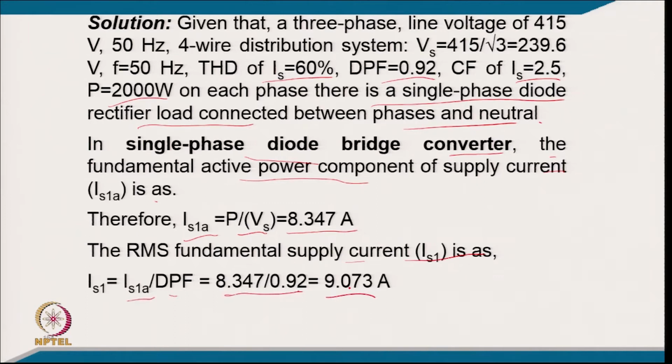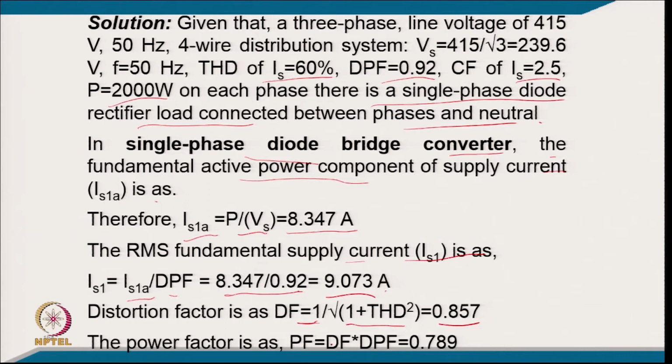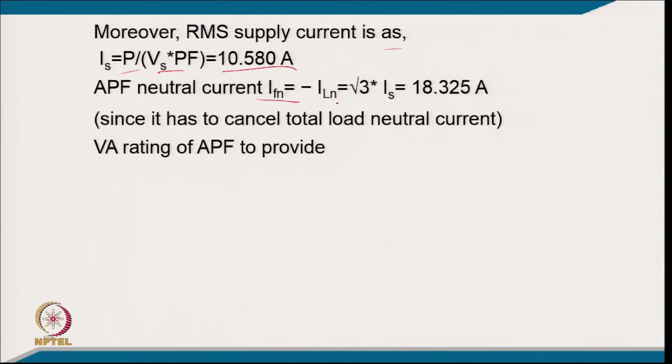So, putting the value, the RMS fundamental current comes like 9.073 ampere, and the distortion factor is DF equal to 1 over root of 1 plus THD square, so it comes 0.857, and the power factor is DF into DPF, so it comes 0.789. Moreover, the RMS supply current will be power divided by Vs into PF, so it comes like, putting the value, 10.58 ampere, and the APF neutral current will be equal to the load neutral current, that is root 3 times IS, so it will be 18.325, since it has to cancel the total neutral current.